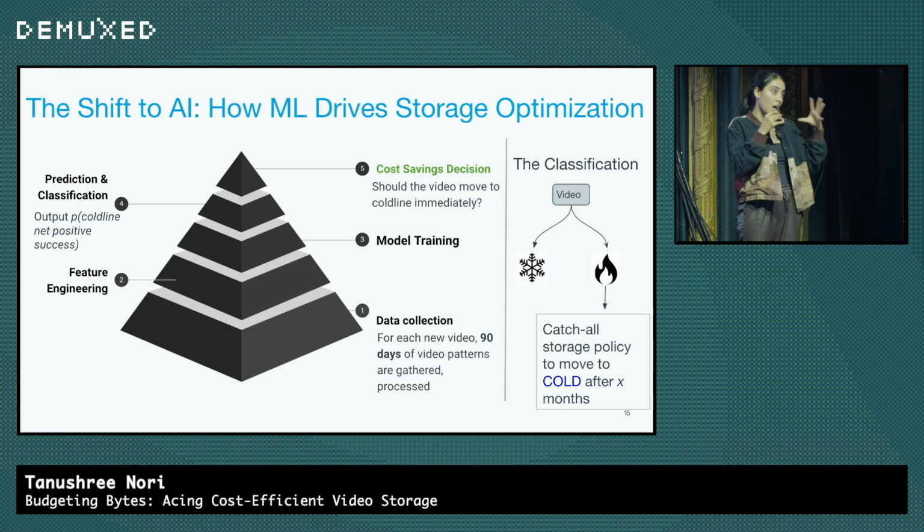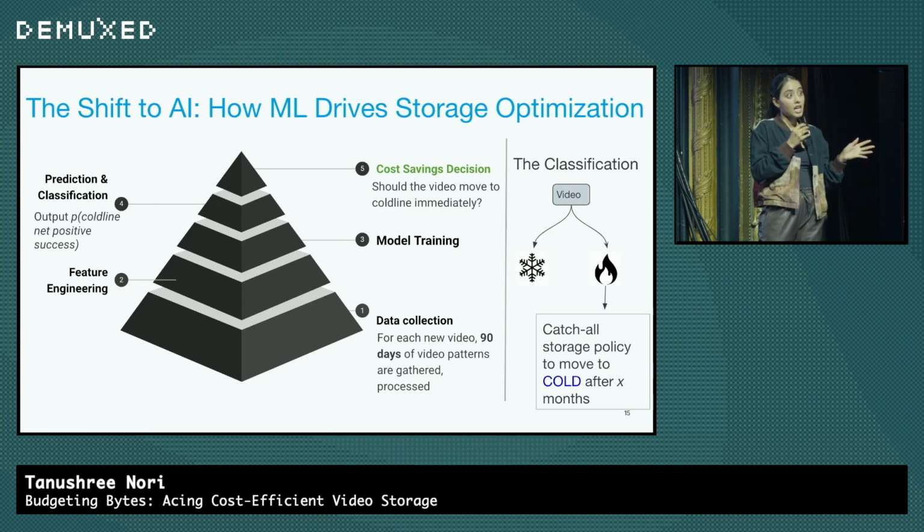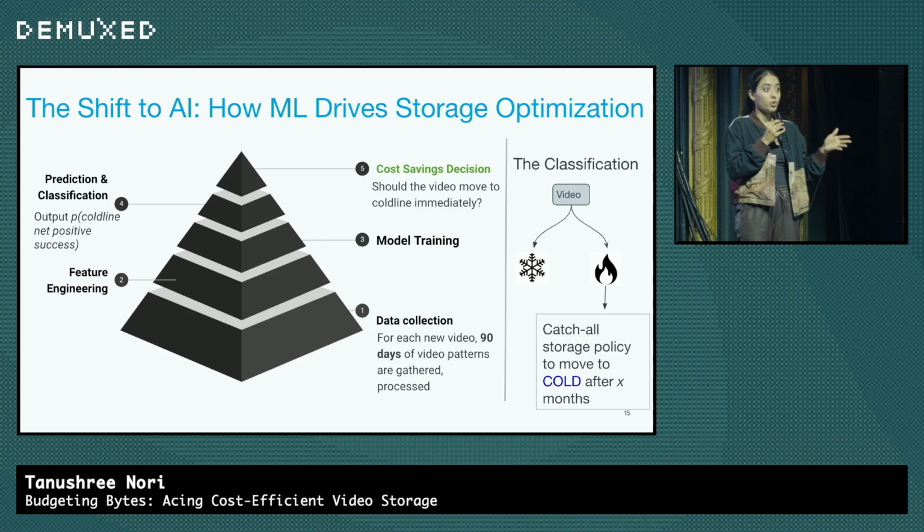And based on that outcome, you would take a decision. Should that video be moved to cold storage right away? For the videos that remain in hot storage, you can choose to have a storage policy similar to the one we saw with the calculator. The storage policy can stipulate a time period after which the video could be transitioned to cold storage. So this would be a catch-all storage policy to move all content to cold after X months, based on analysis where you would notice the retrieval tends to taper.